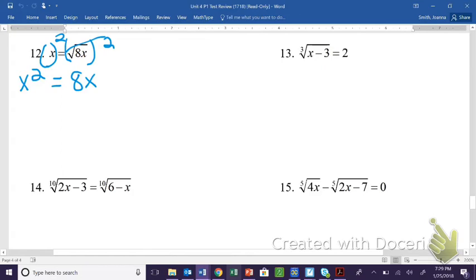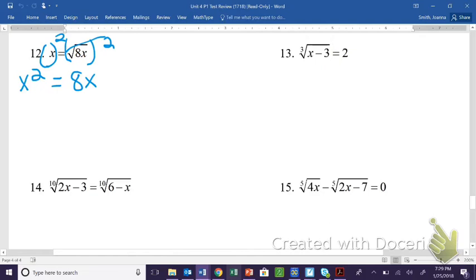Listen, if you have an x squared, you have a quadratic. You need 2 solutions. Stop second guessing yourselves. You can do this. I know you can. Believe in yourself and just start doing something. Just do it, okay? Literally, it's an x squared.